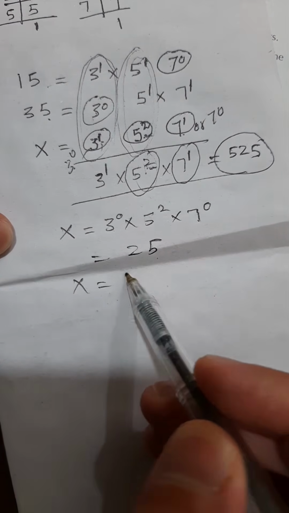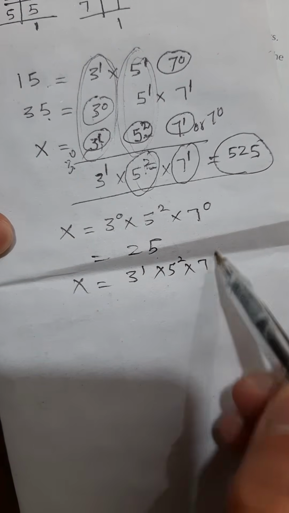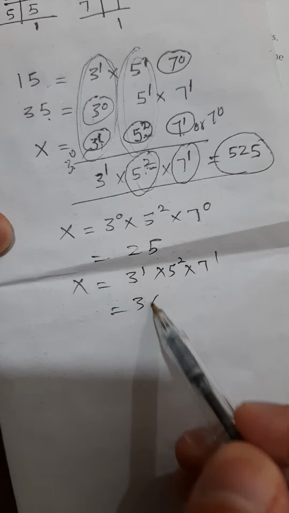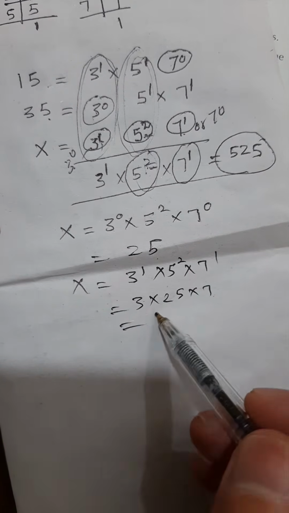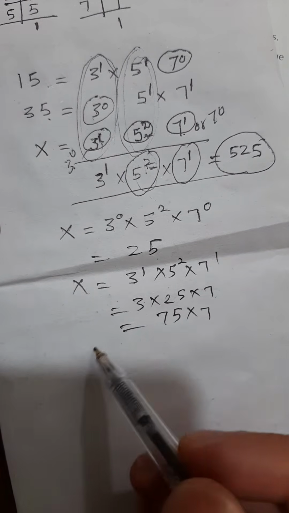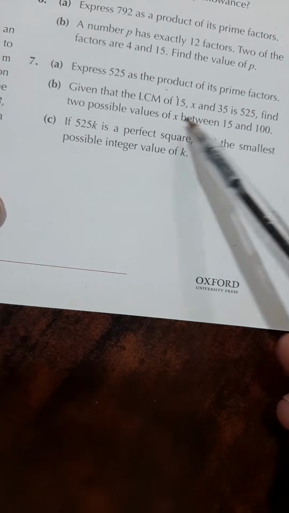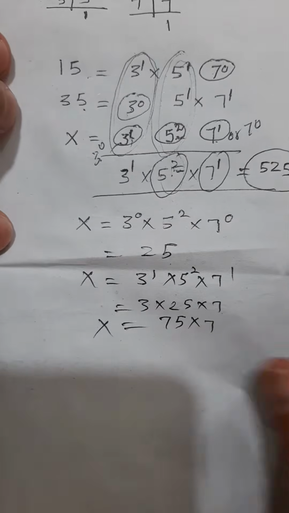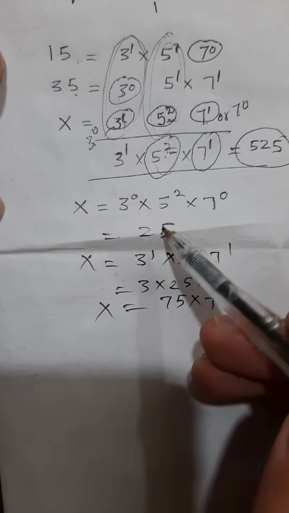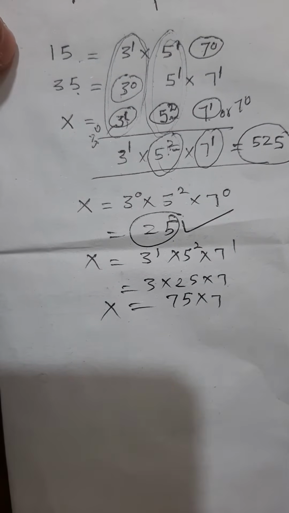But if x is 3 power 1 into 5 power 2 into 7 power 1, then 3 into 25 into 7, that is 75 into 7. Well, this is a number which is greater than 100, but in the question they have asked you to find the value of x between 15 and 100. Well, the value of x between 15 and 100 is this one, 25. This is your answer. And we can have one more value here.